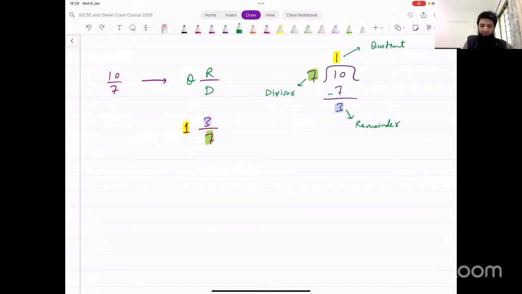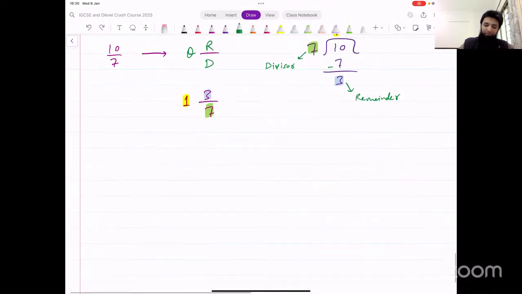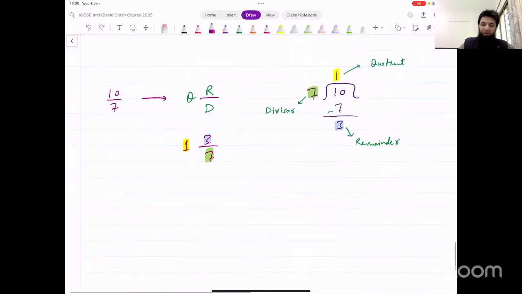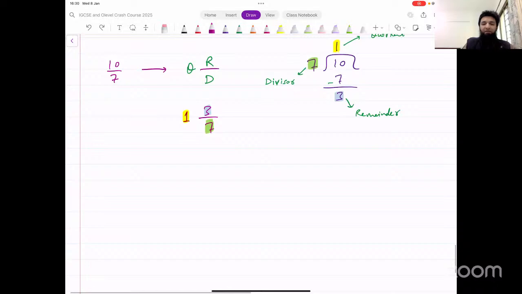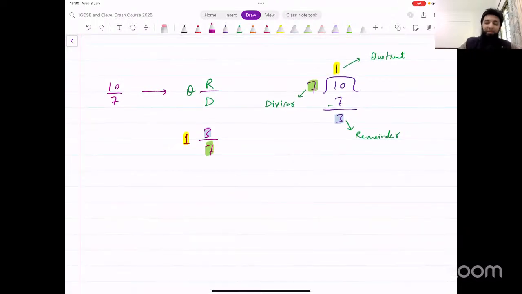So the denominator remains the same. Just remember that the denominator is not going to change. On the left side, you will have the quotient. On top, you'll have the remainder. Okay? All right. So you should be able to convert improper form to mixed form. Now, you should also be able to do it the other way around. Sorry, mixed form to improper form.